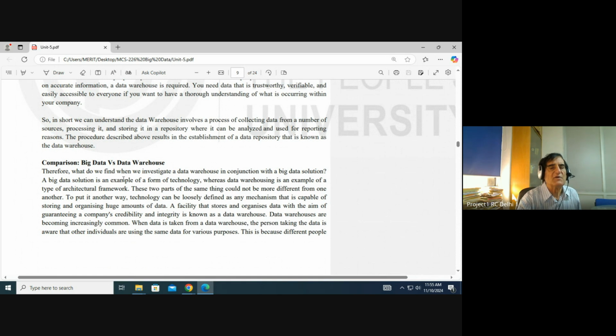Therefore, what do we find when we investigate the data warehouse in conjunction with the big data solution? A big data solution is an example of a form of technology, whereas a data warehouse is an example of this. So that makes things very different.